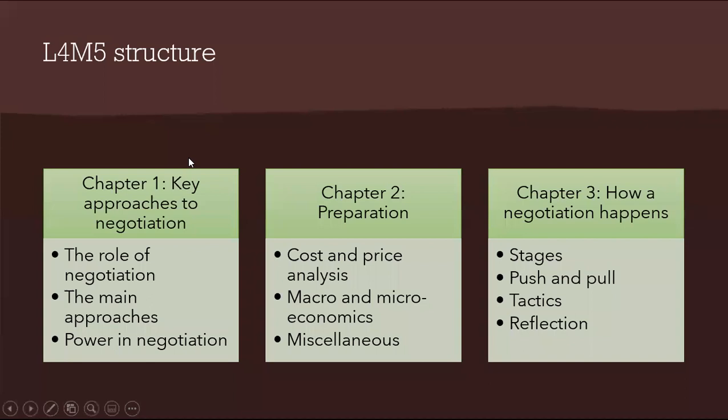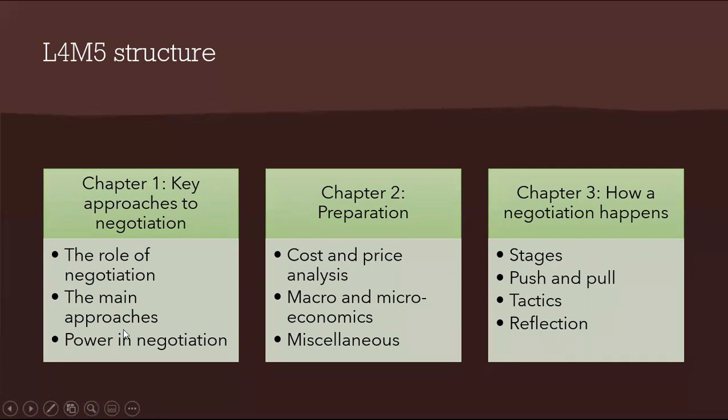Chapter one is an introduction to negotiation. In chapter 1, we have 3 major topics: the role of negotiation, when negotiation occurs in the procurement and supply cycle, the 2 main approaches in negotiation, including integrative and distributive styles, and the role of power in negotiation.